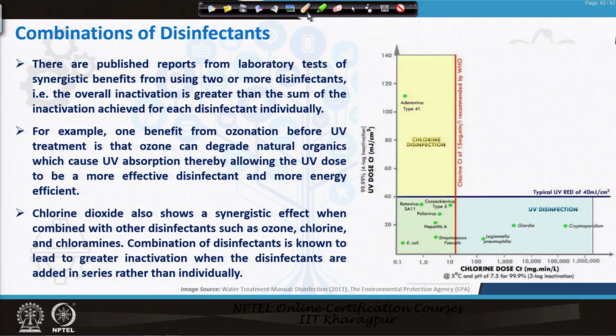So, if organic compounds are there which absorb UV light, you put in a UV light and it gets absorbed by the organic compound, it is not actually fulfilling the purpose of disinfection. But if you provide ozonation beforehand, it can degrade or decompose those organic matters, so that UV also becomes much more effective. Similarly, chlorine dioxide has also shown a synergistic effect when combined with ozone or chlorine or chloramines. You see one such example here.